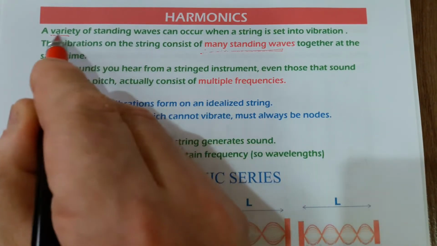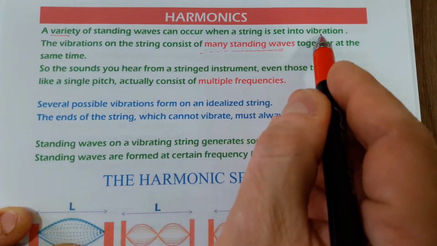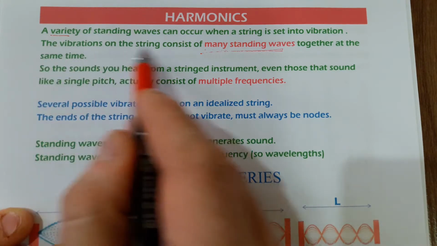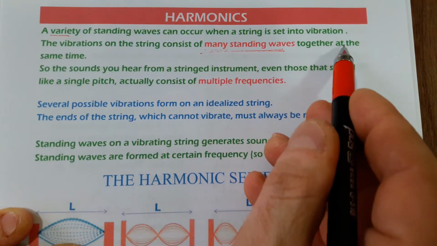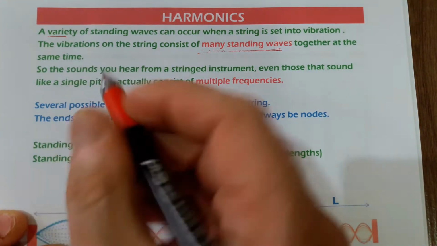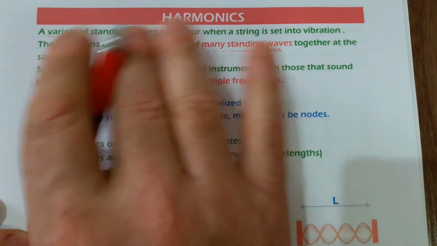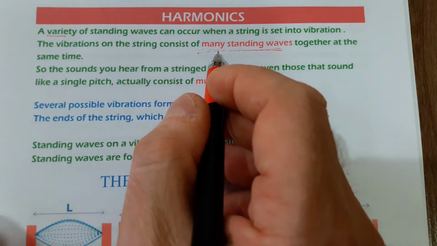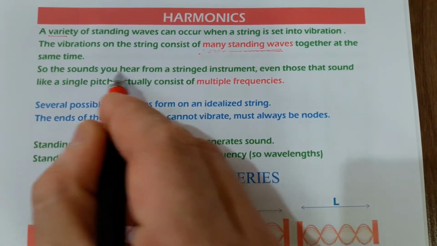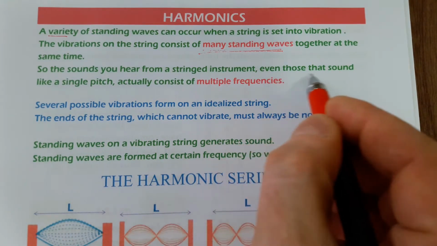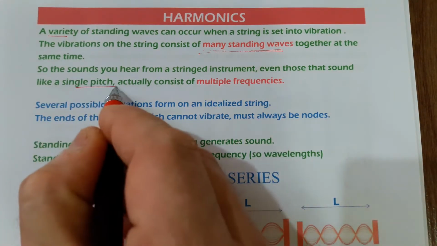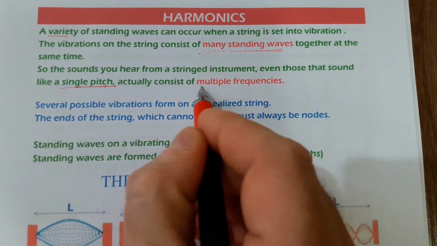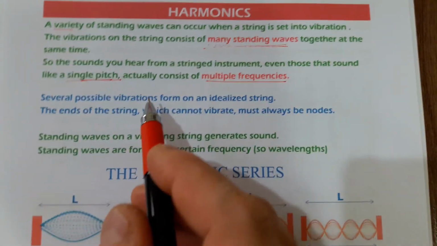A variety of standing waves can occur when a string is set into vibration. This vibration on the string consists of many standing waves together at the same time. When you strike a string, some standing waves are formed in this string. These standing waves will produce this sound. So the sound you hear from a string instrument, even one that sounds like a single pitch and a single frequency, actually consists of multiple frequencies.